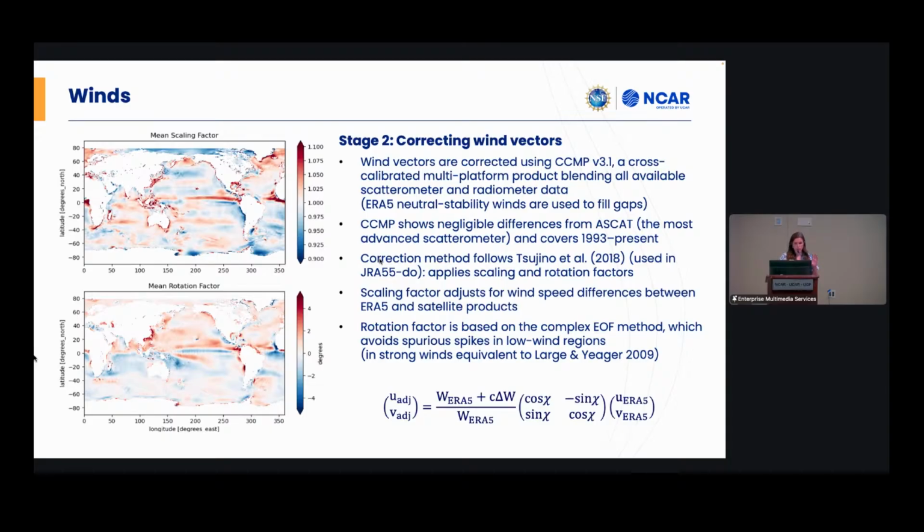So we apply scaling and rotation factors to the wind vectors. The scaling factor adjusts for the wind speed differences between ERA5 and the satellite product, and the rotation factor is based on the complex COF method, which gives very similar results to Large and Yeager 2009, but avoids the spurious spikes in the winds in the low winds region.